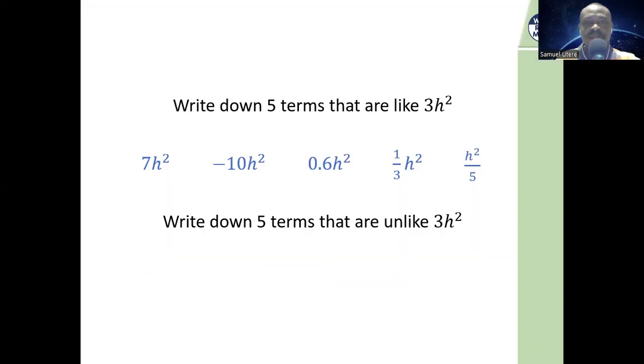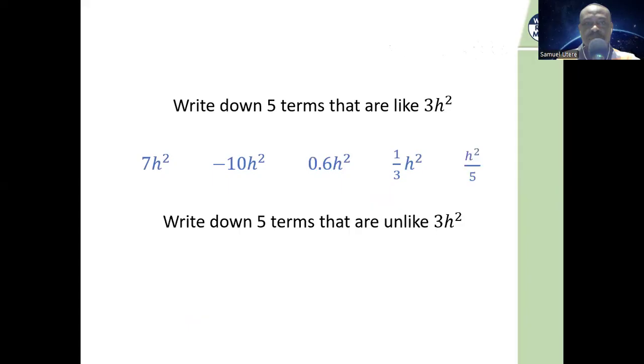We've also looked at different things. I've told you a different way of writing this. You can write this as h squared over 3. It's the same thing. And you can write this as 1 over 5h squared.